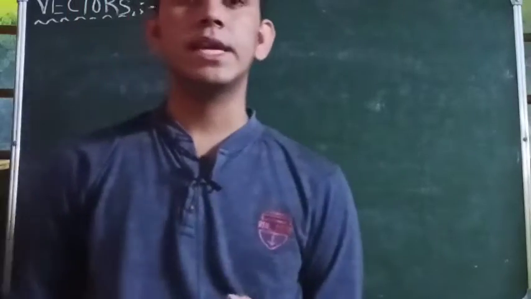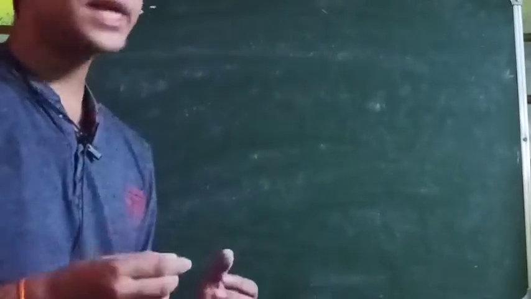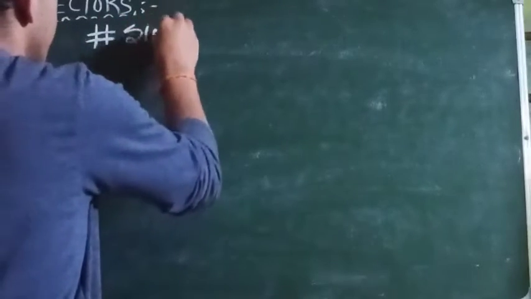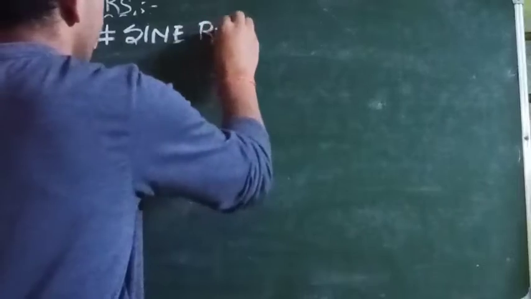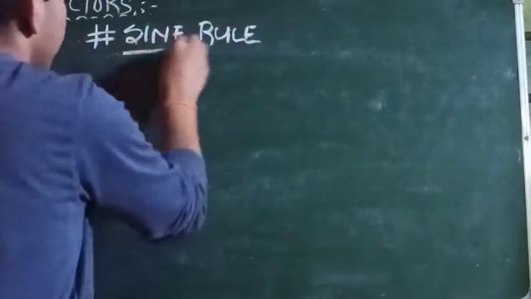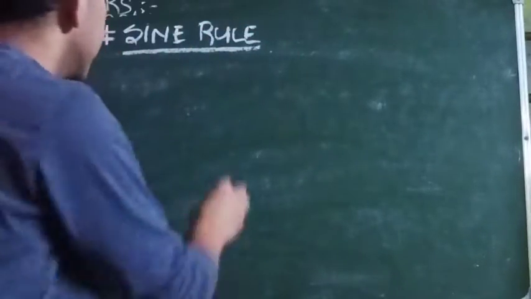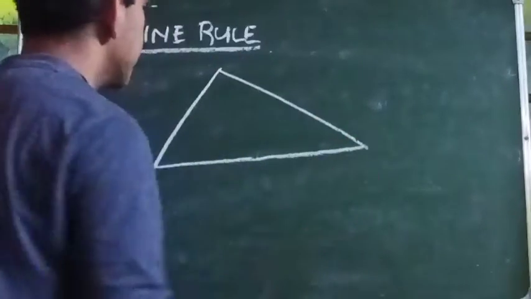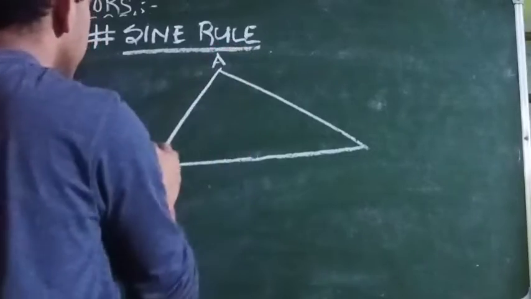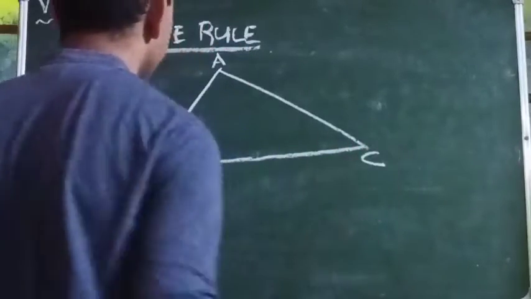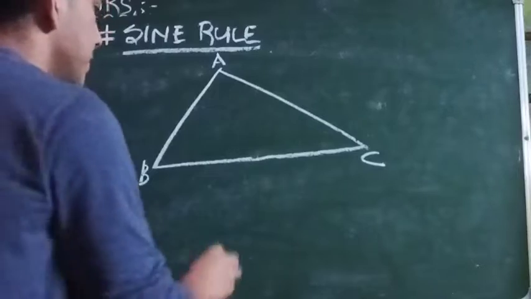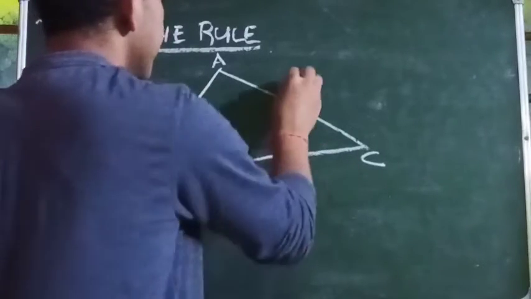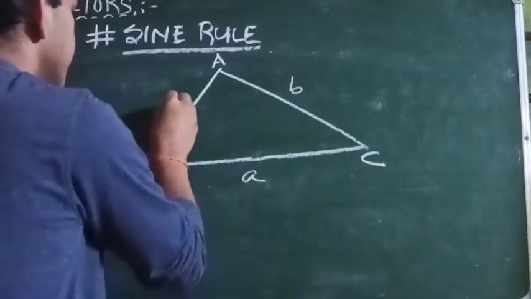Next, we are going to see another important rule, which is the sine rule. Suppose we have a triangle. Let us suppose we have this triangle. This is A, this is B, and this is C. And the magnitude of BC is a, the length of the side AC is small b, and this is c.